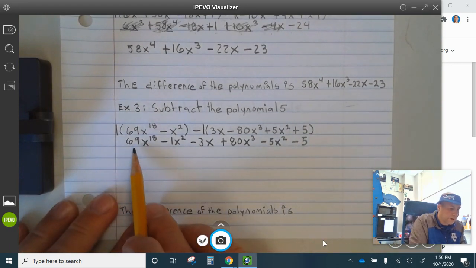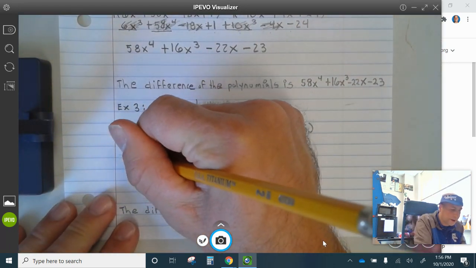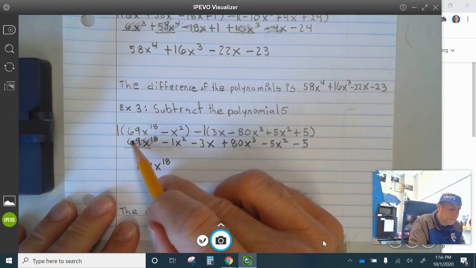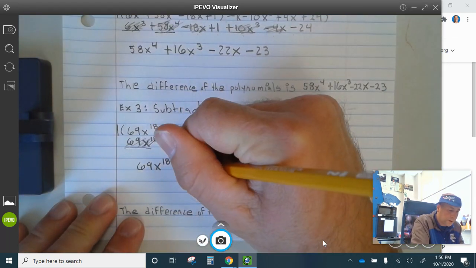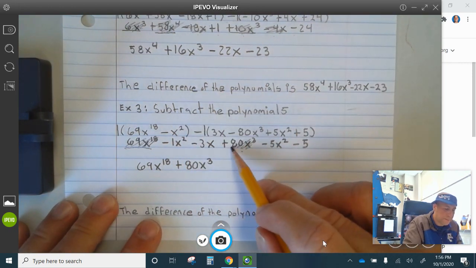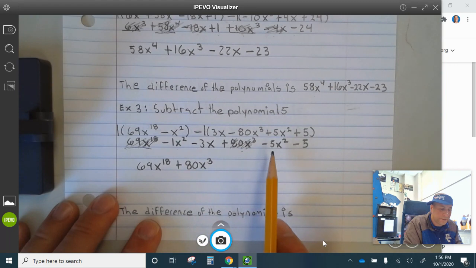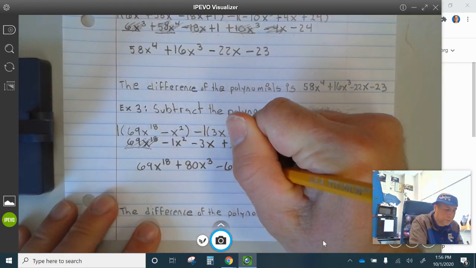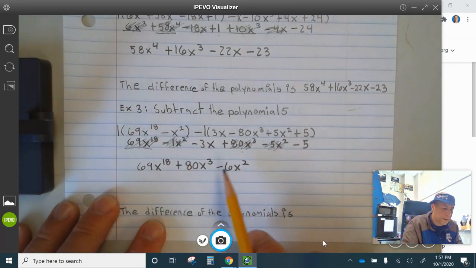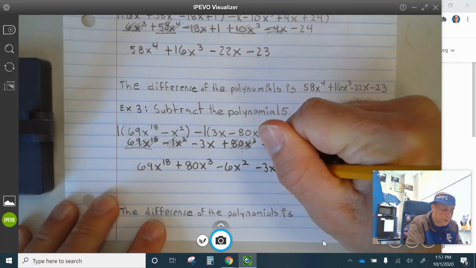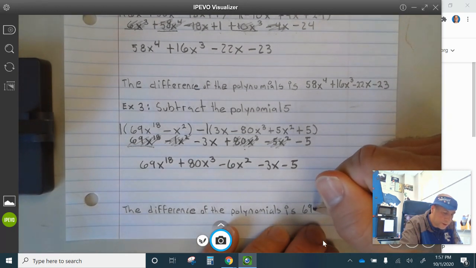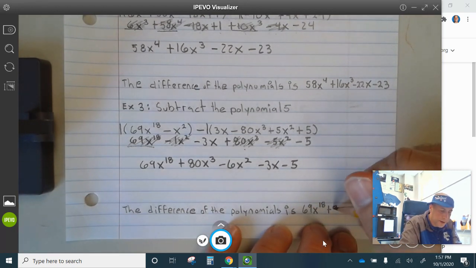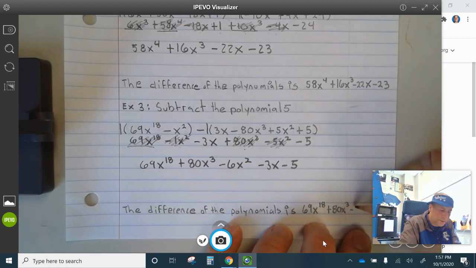Now we combine terms. There's nothing to combine the 69x to the 18th, so we have 69x to the 18th, so we're done with that. Now the next highest exponent is x cubed. There's nothing to combine, so that's plus 80x cubed. We're done with that. Now we look for the squares. -x squared minus 5x squared is minus 6x squared. And then minus 3x minus 5. Okay? So the difference of the polynomial is 69x to the 18th plus 80x cubed minus 6x squared minus 3x minus 5.